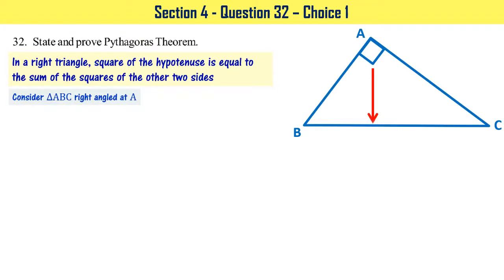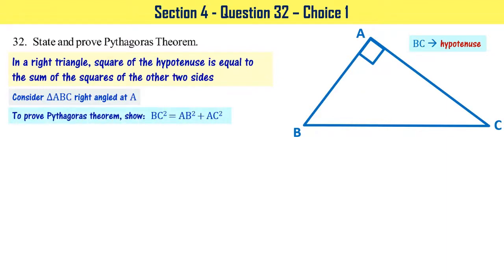Let us consider triangle ABC, right angled at A, right? As you see here, the side opposite to the right angle is BC, right? That is called hypotenuse. Let me write that. So as per the Pythagoras theorem, in a right triangle, square of the hypotenuse is equal to sum of the squares of the other 2 sides. It means to prove the Pythagoras theorem, we have to show that BC square equal to AB square plus AC square, right? Let's do that now.